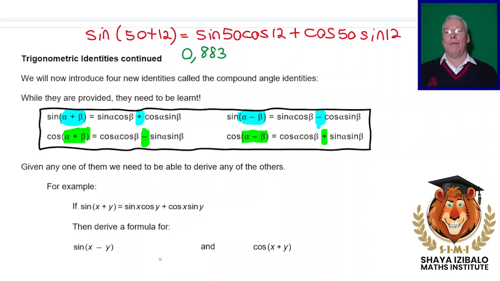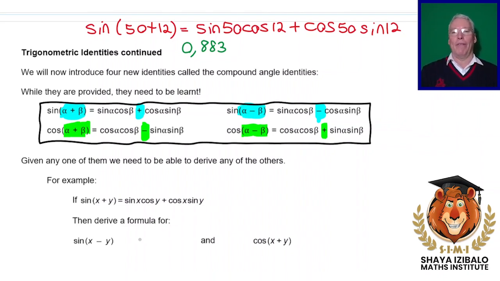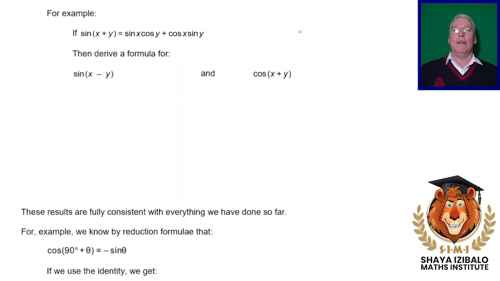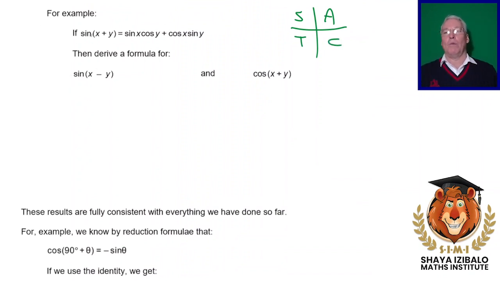Okay, now one of the things is that you don't need to be able to prove them from scratch, but if you are given one of them, you need to be able to derive a formula for the other ones. Okay, and these are quite straightforward. We're going to go back to our all sine tan cos idea. So if we wanted to find an expression for sine of x minus y, and we had an expression for sine of x plus y, are we okay that sine of x minus y could be written as the same as sine?